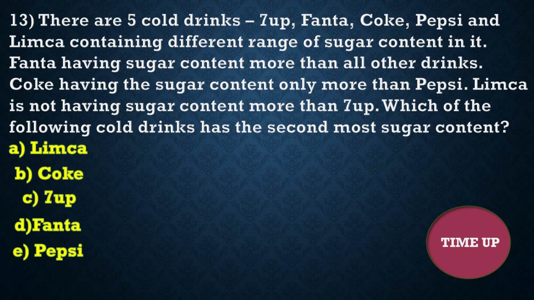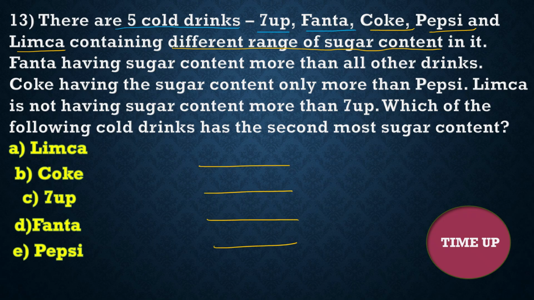Time up. There are 5 cold drinks: 7 Up, Fanta, Coke, Pepsi and Limca, containing different ranges of sugar content. Fanta has sugar content more than all other drinks. So Fanta will come here obviously, because it has sugar content more than all other drinks, as they have said.